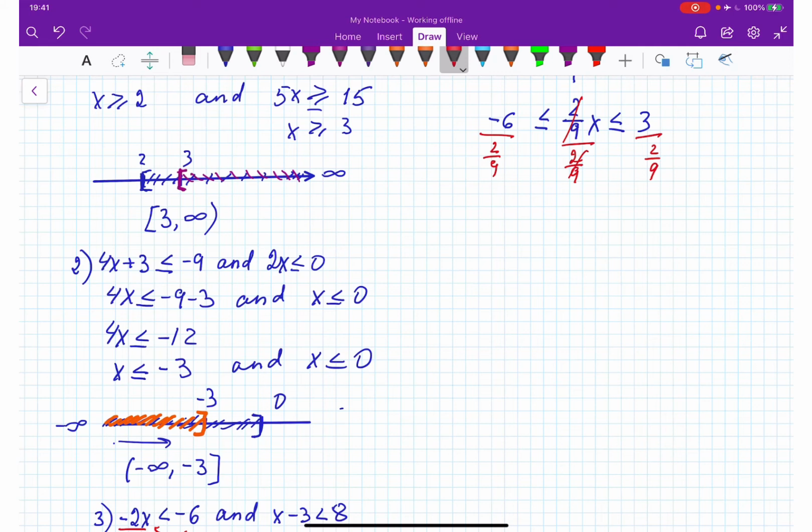Now let's do the drafting. Negative 6 divided by 2 over 9 means 6 times 9 over 2. You flip it. This is 1, this is 3. 3 times 9 is 27. So it's going to be negative 27 less or equal x, less or equal. Now let's divide 3 by 2 over 9. 3 divided by 2 over 9 is equal to 3 times 9 over 2. And we are getting 27 over 2.